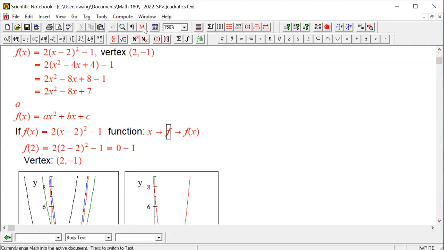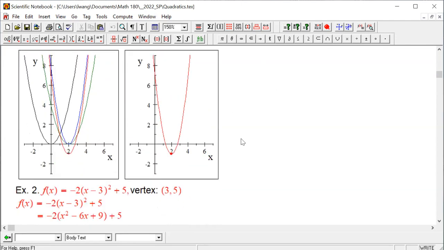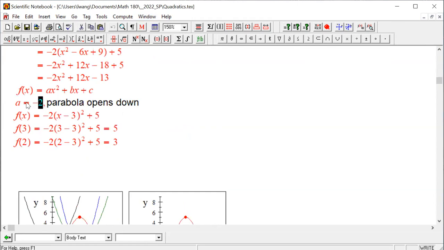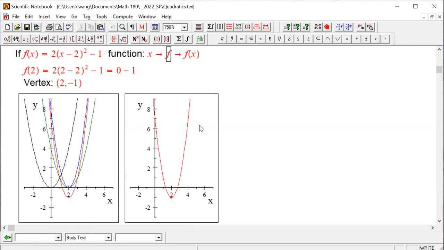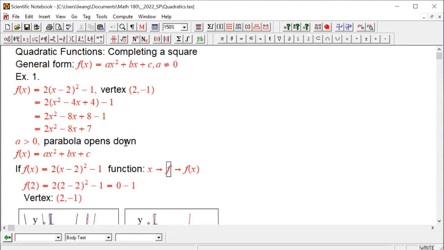If we take the same function in the general form, in this case what is A? A is +2, which is positive. And the parabola opens up, I'm sorry. When a is less than 0, the parabola opens down. When a is positive, the parabola opens up.